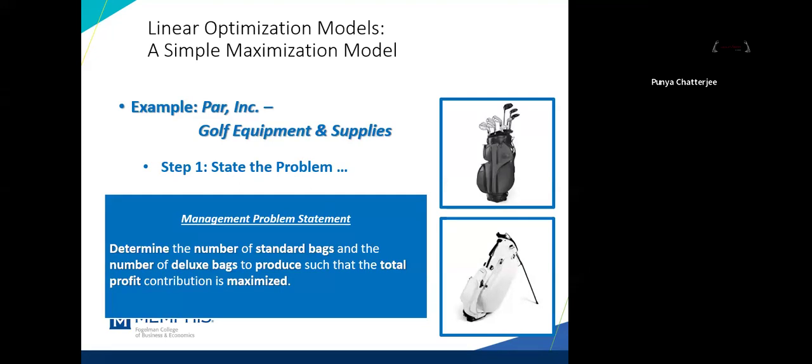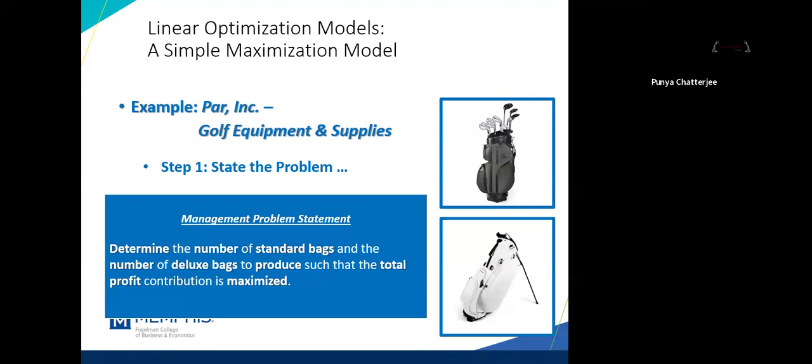So what is going to be a decision variable? What is the management trying to decide? How many decision variables do we have? How many standard bags to make? How many deluxe bags to make? We have 2 decision variables. These are the 2 numbers that we want to figure out.